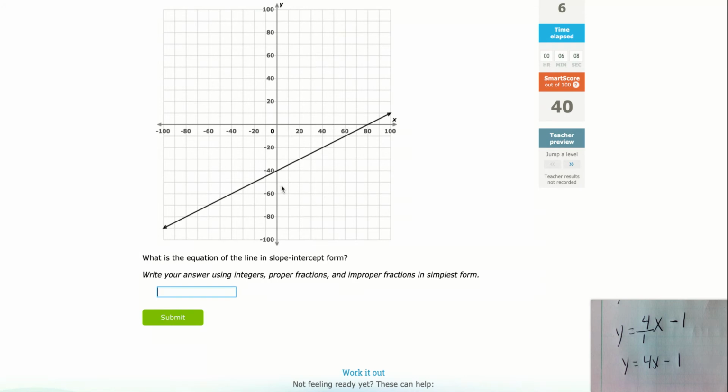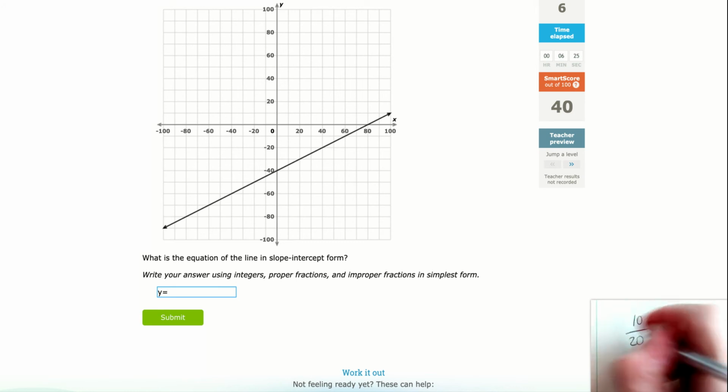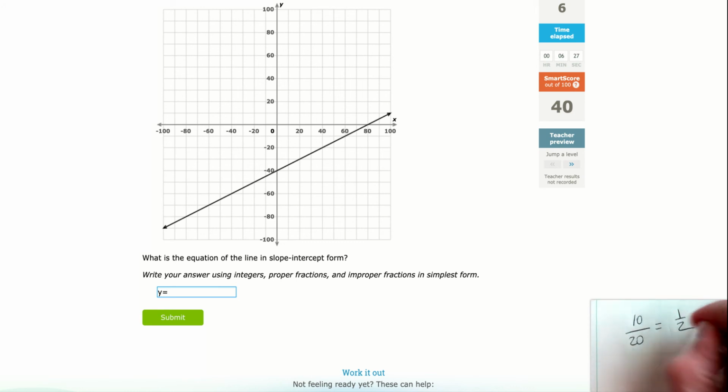Again, here they're using bigger numbers, but that's all right. Let's just make sure we reduce our slope. Y equals, so again, I went up, it looks like from 40, 20, I went up 10 and over 20. So again, I'm going to be careful here. I went up 10 and over 20. That reduces to 1/2. Make sure you reduce your slope. It's a positive 1/2 times x. Don't forget your x. And I crossed at negative 40.